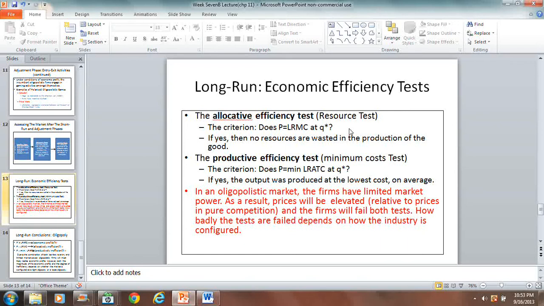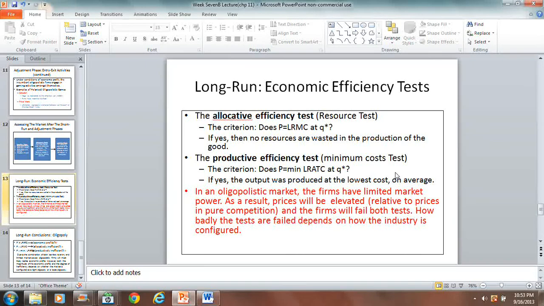If we're studying a tight oligopoly, I expect there to be more disparity between price and long-run marginal cost. If we're studying a loose oligopoly, I still expect price to be greater than long-run marginal cost, but not as much as in the case of a tight oligopoly. So I expect the allocative efficiency test to fail because of the existence of market power.